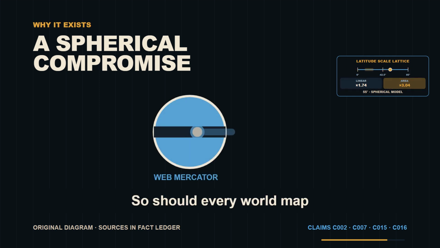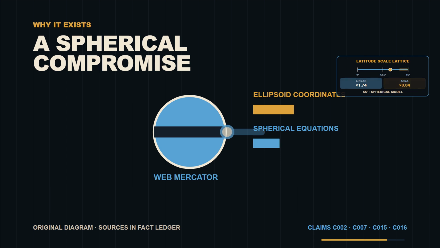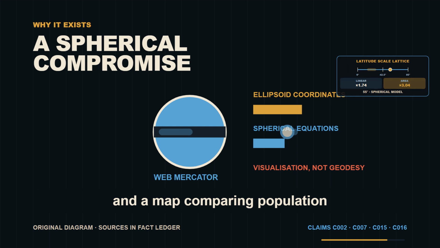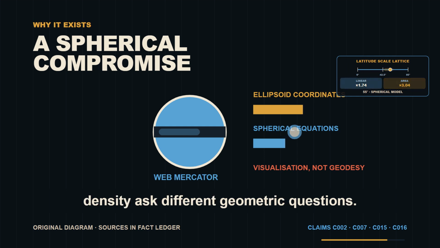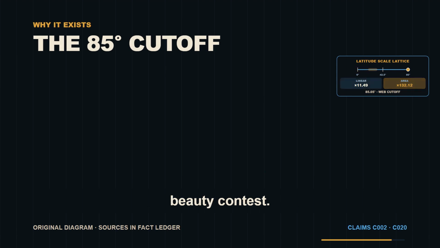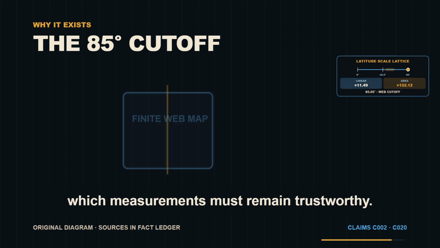So should every world map abandon Mercator? Only if every map has the same purpose. A useful chart can still be a poor area poster. A navigation chart, a street map, and a map comparing population density ask different geometric questions. Projection choice is not a beauty contest. It is a decision about which measurements must remain trustworthy.